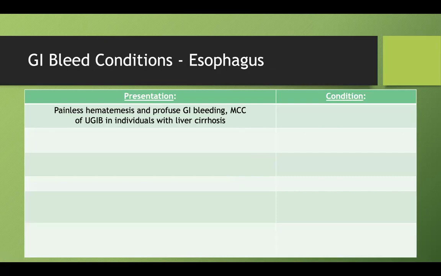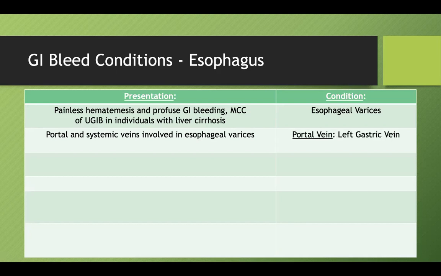What if you find somebody who has painless hematemesis and profuse GI bleeding? This is the most common cause of an upper GI bleed in somebody who has pre-existing liver cirrhosis. So these are your classic esophageal varices. And what portal vein and what systemic vein are involved in esophageal varices? The portal vein you have to recognize is your left gastric vein. Your systemic veins are your esophageal veins.